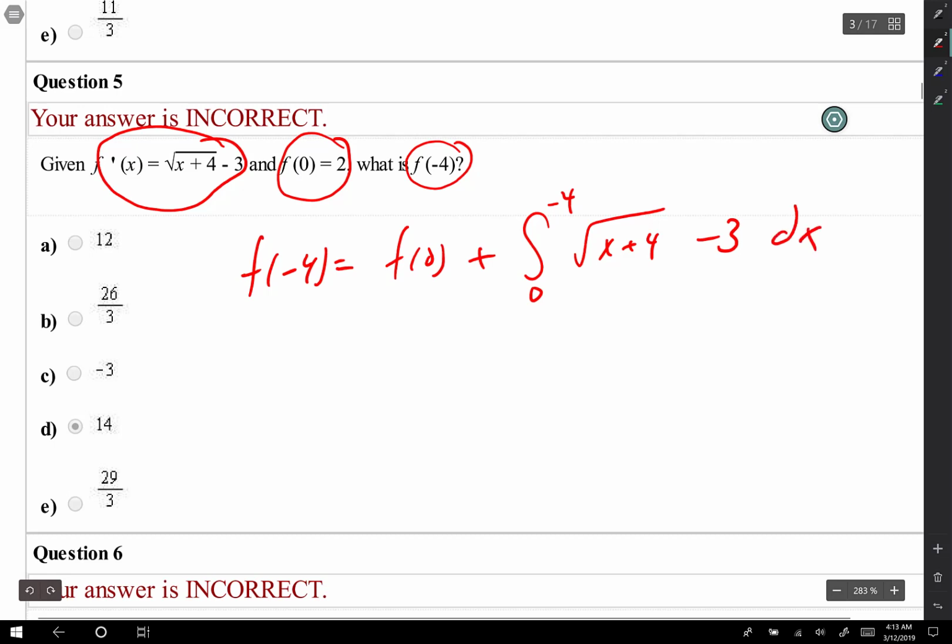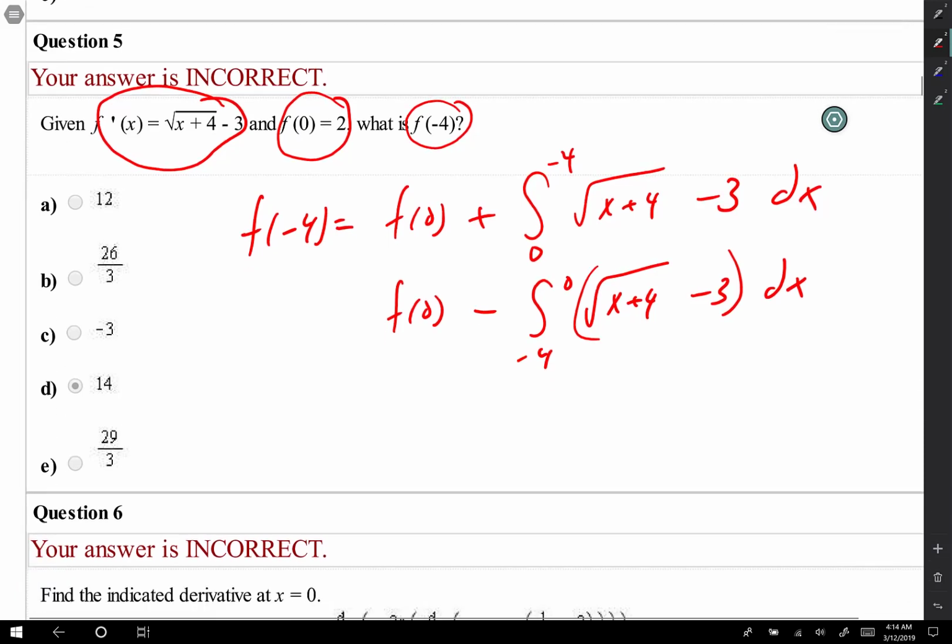I'm going to go ahead and rewrite it, guys. See, I have a -4 on the top and a 0 on the bottom. I'm going to rewrite it. So I'm going to write it like this. All this is part of your integral there. So here we go. So f of 0 was 2 minus, let's see, antiderivative of x plus 4.